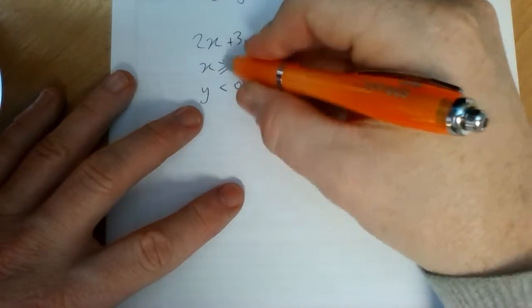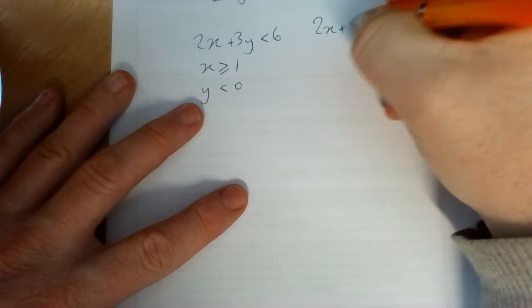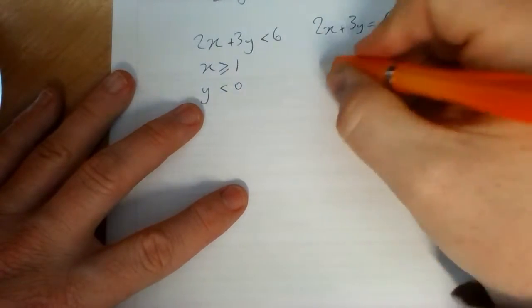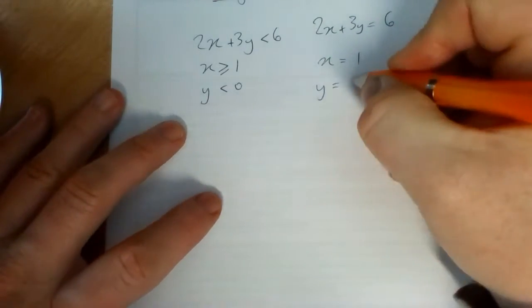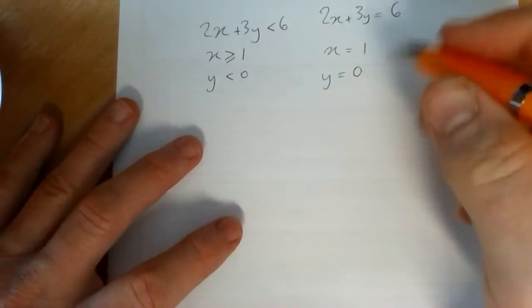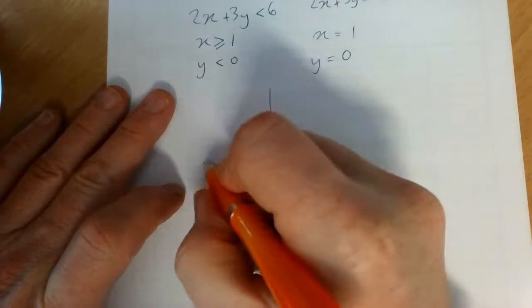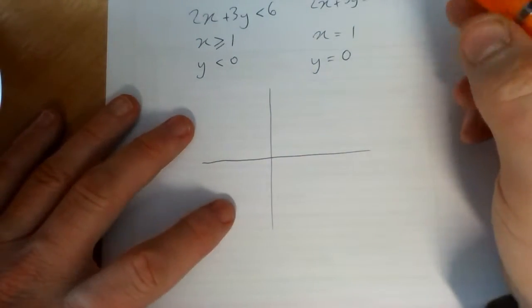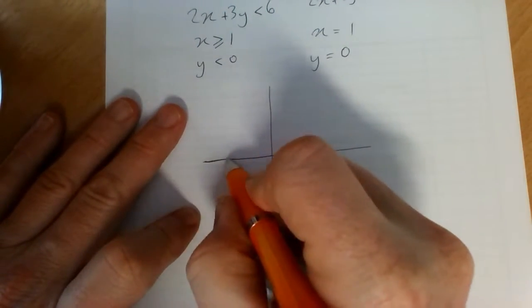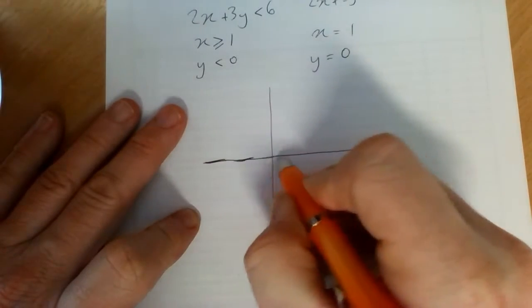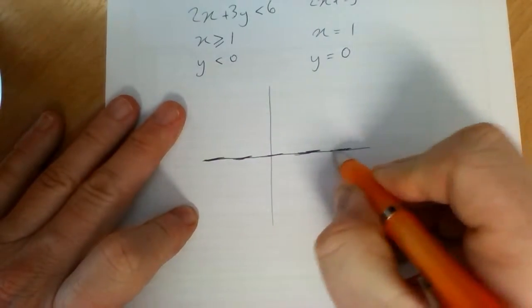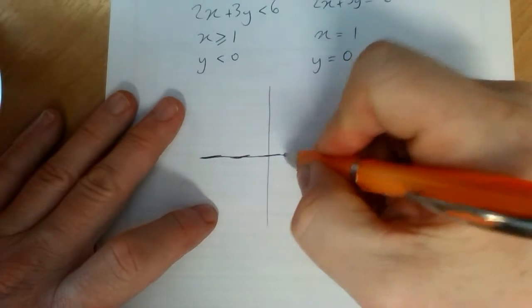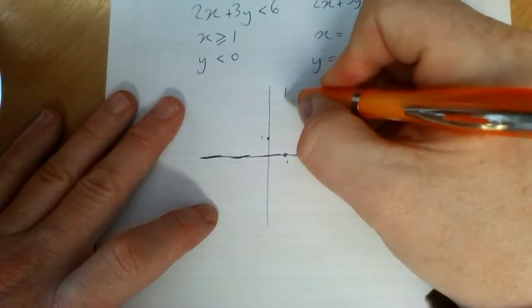First, you pretend that these were equal signs, and then you graph them. So I'm going to graph that, I'm going to graph that, and I'm going to graph that. Now, for reasons that I'll explain in a second, it's probably better to do them with dotted lines initially. So y equals 0 is just this. x equals 1 is this.